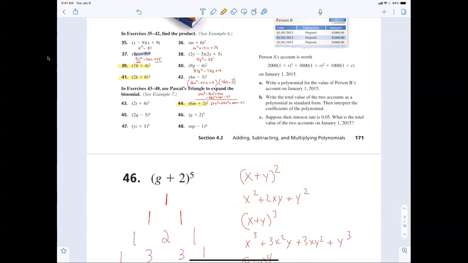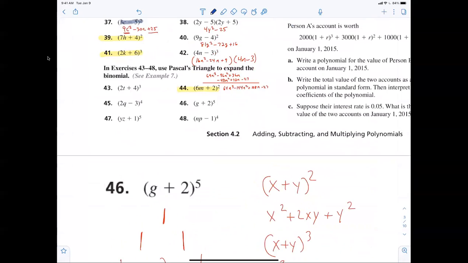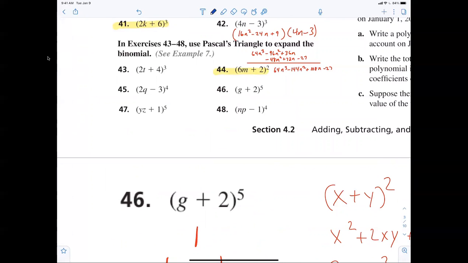The squared is too small. So I'm just going to make one up. I don't want it to be too big. We're going to do 2x minus y to the 6th. And then I want you to do 3x plus 2y to the 5th. I made those up. What will the 6th be? That's your job, to figure it out.